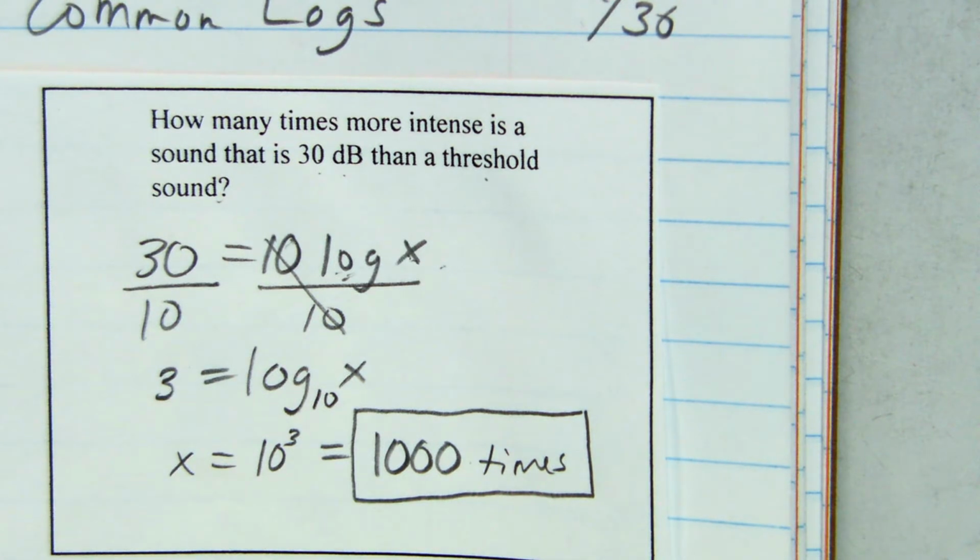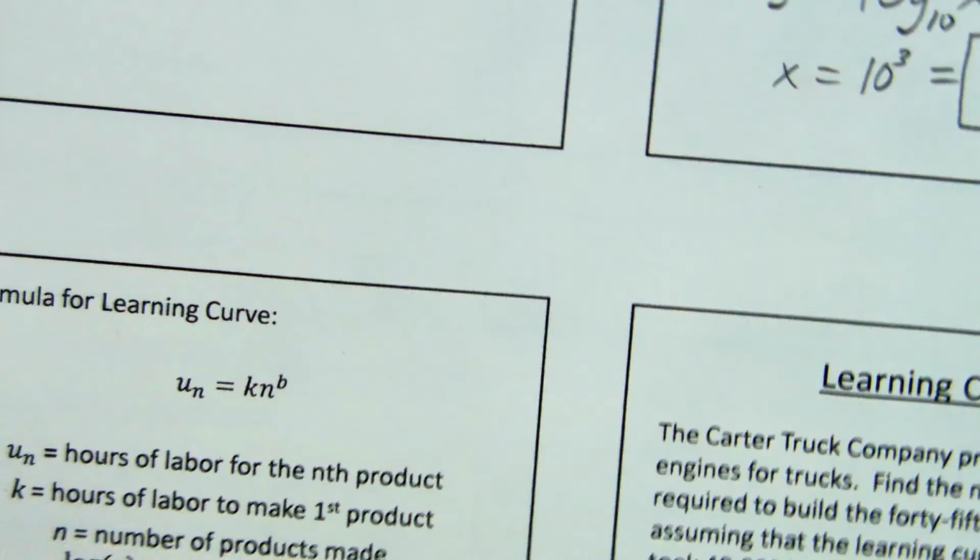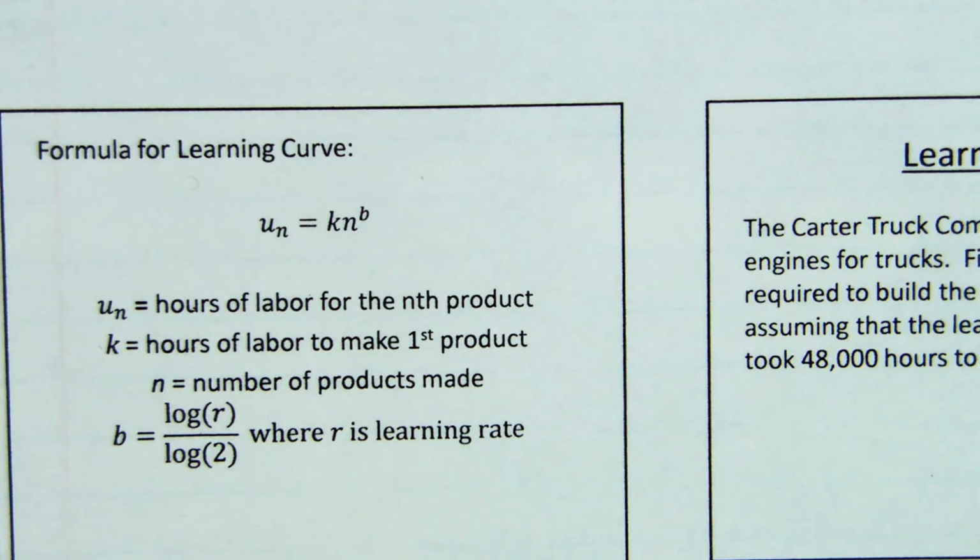So anyway, interesting. The last part of this, it's still kind of science, but it's more like science of the brain. It's a formula for learning curve. We've all heard about the learning curve, and you may not realize there's actually a mathematical scientific function that goes with that.